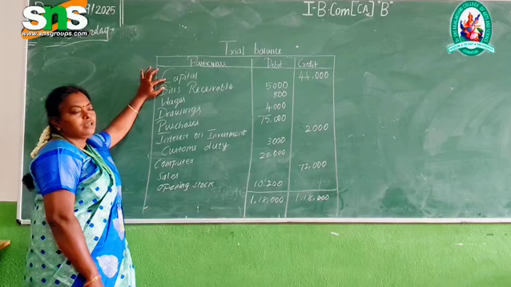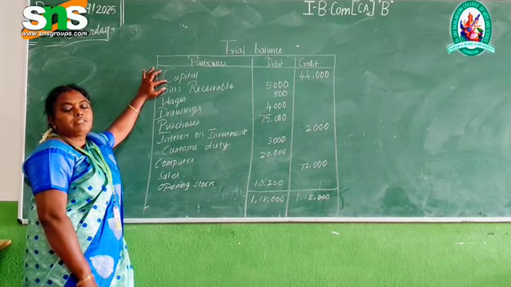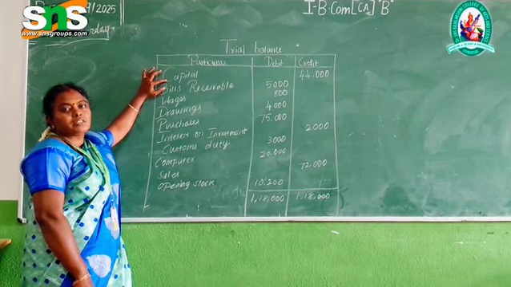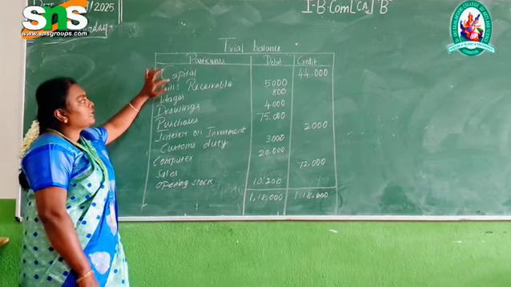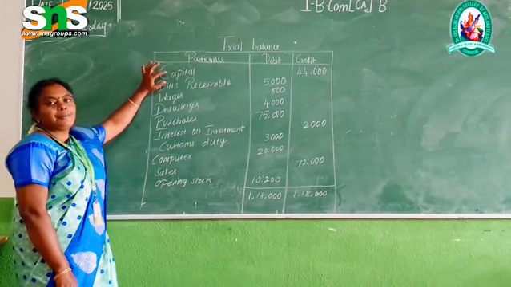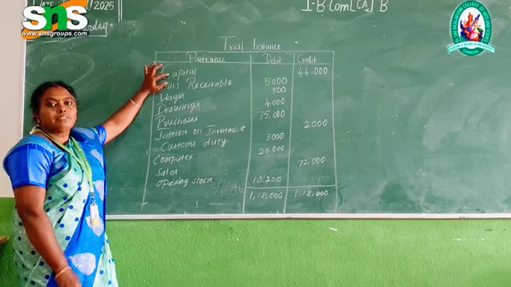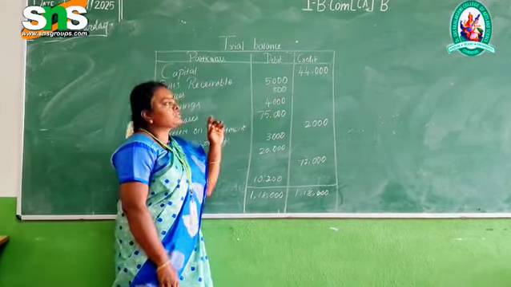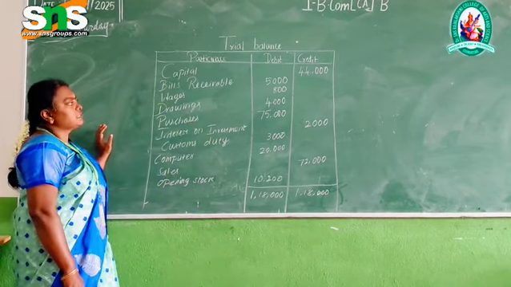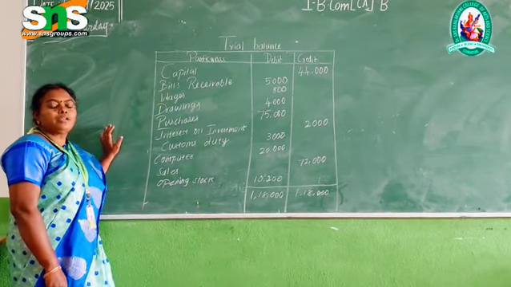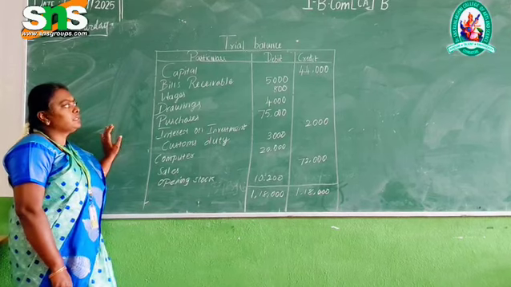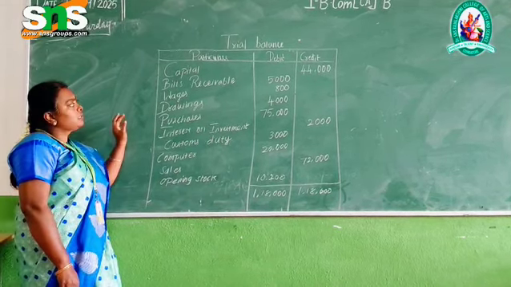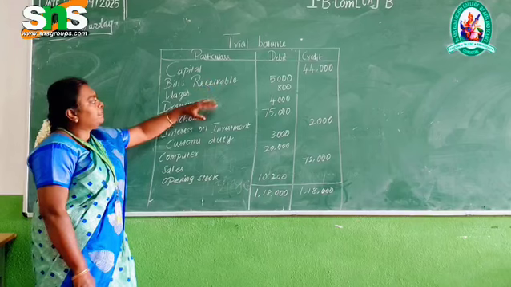So, capital. A person who is starting a business invests some amount in the business. That investing amount is called capital. So this capital is an income for the business, so it comes on the credit side, which is 44,000. The next one is bills receivable. A person has to pay someone, so we can say it is a bill receivable. It is an expense, so it comes on the debit side.